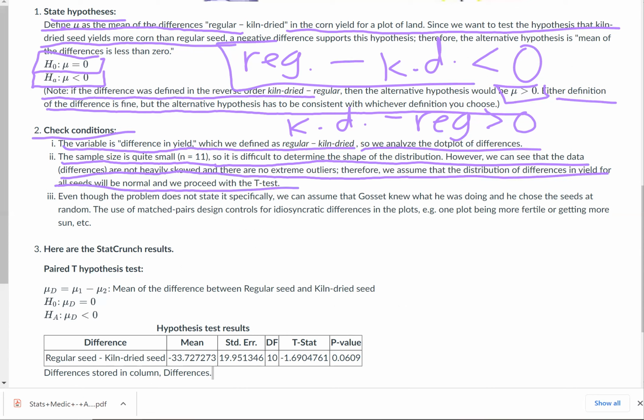Thirdly, even though the problem does not state it specifically, we assume that Gossett knew what he was doing when he chose the seeds at random. Hopefully it was truly random. The use of matched pair design controls for idiosyncratic differences in the plots, for example, one plot being more fertile or getting more sun. We're hoping that the way he chose these, there are no confounding variables. Hopefully.